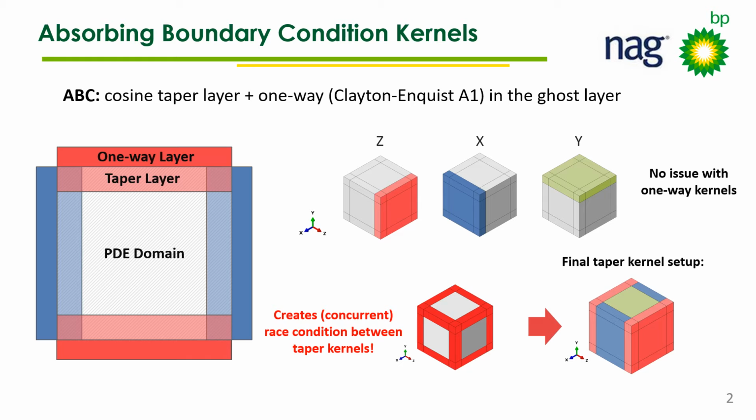With concurrency, we can apply the absorbing boundary condition faster by splitting each of these layers into one kernel per boundary. While this can be done without issue in the one-way layer, we have to be more careful with the taper layer due to the overlapping data dependencies.